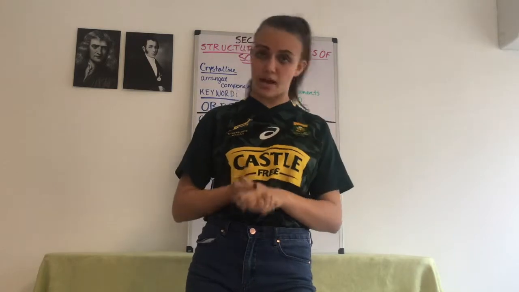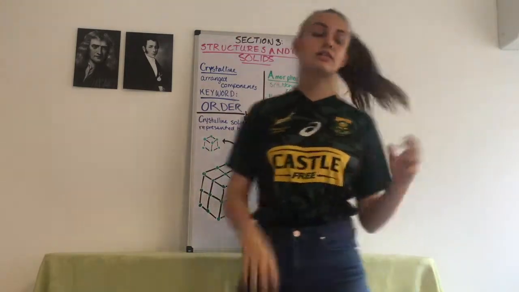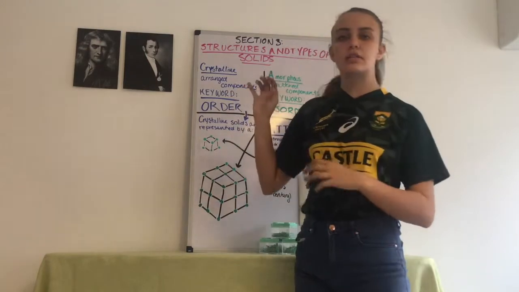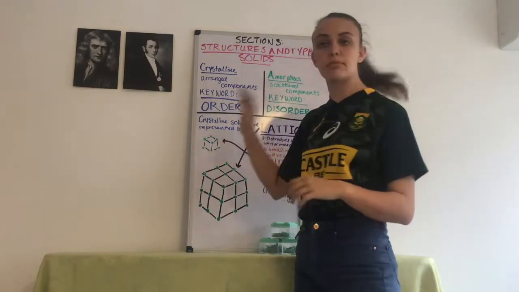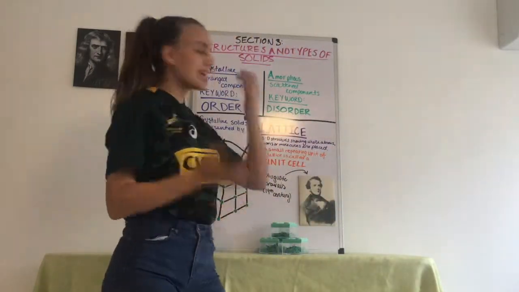Okay, so moving on to section 3, we're going to be talking about the structures and types of solids. The way we classify solids is into two groups: crystalline solids and amorphous solids. Crystalline solids, basically, have components arranged in a certain order, so the key word to remember for that is order. But amorphous solids are scattered components.